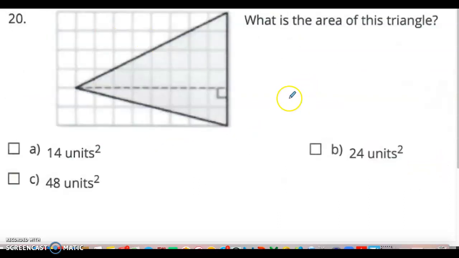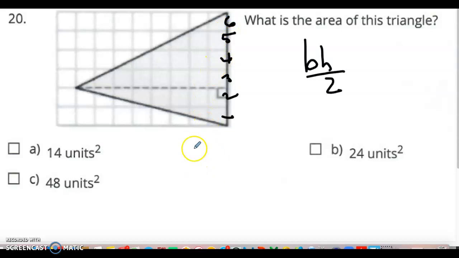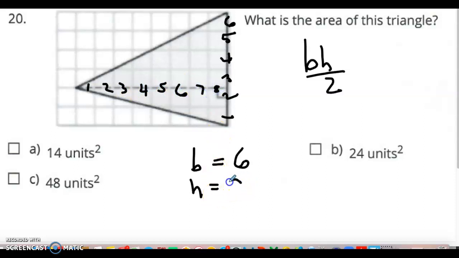Okay, number 20, area of this triangle. Well, the area is base times height divided by 2. The base, I'm going to write the numbers so I could see how long the base is. The base is 6 numbers across, so B is 6. And the height, I'm going to see how many numbers I can write on this dotted line. So it's 1, 2, 3, 4, 5, 6, 7, 8. So you're going to do 8 times 6 divided by 2.